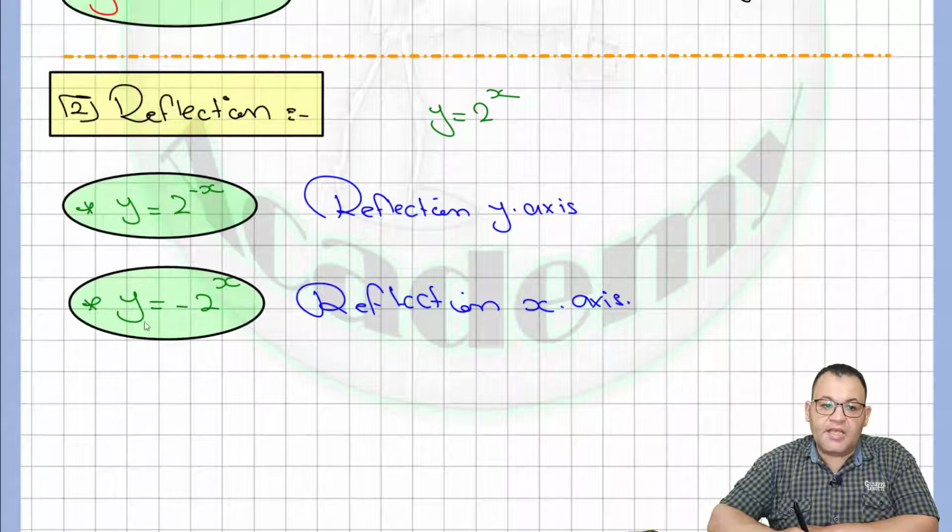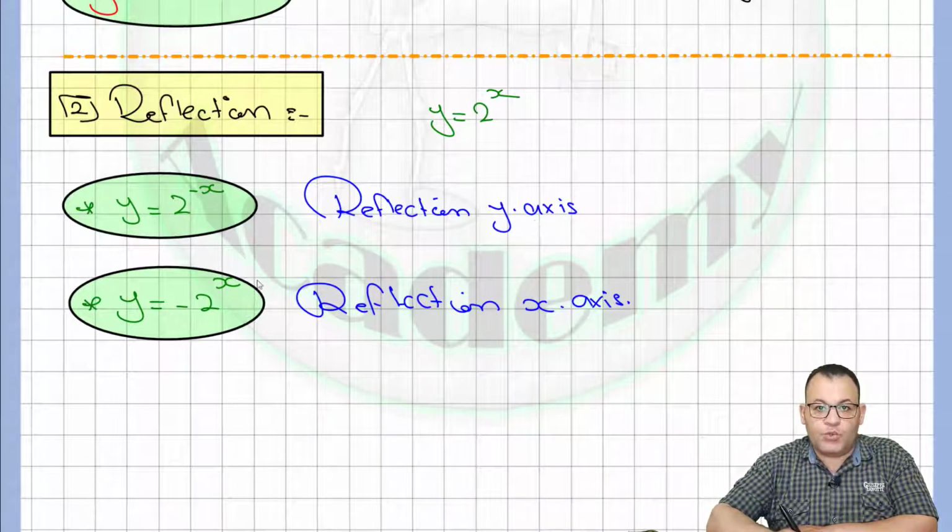But for the second case, y equals -2 to the power x, it means you multiply the function by a negative. Because you multiply y by a negative, the reflection will be on the x-axis. So when you multiply x by a negative, the reflection is on y. When you multiply the function or y by a negative, the reflection will be on x.